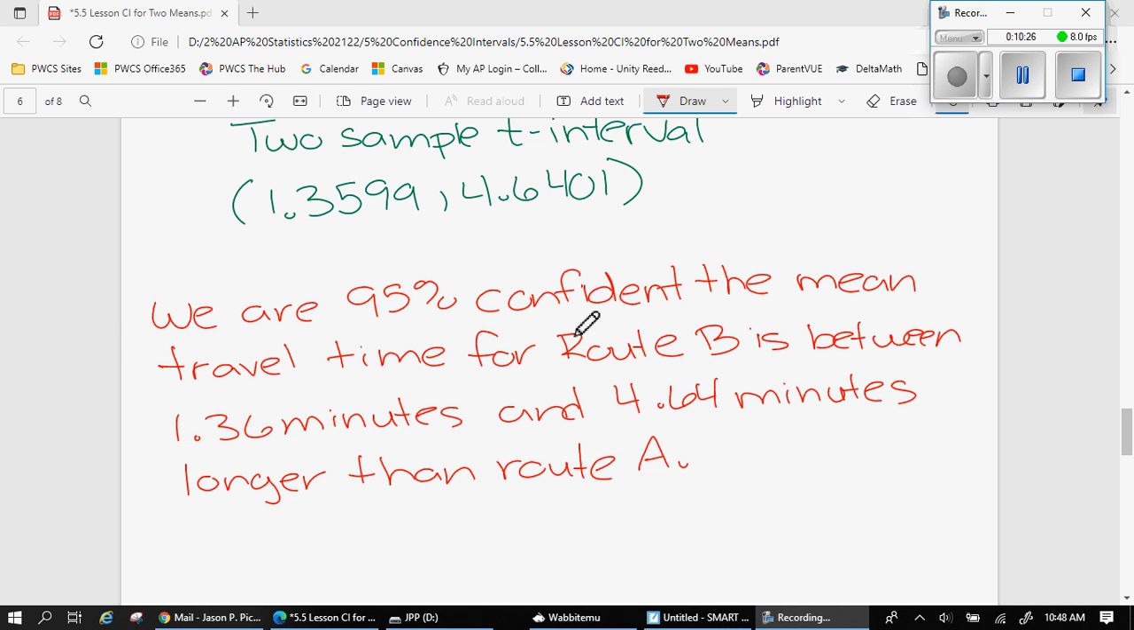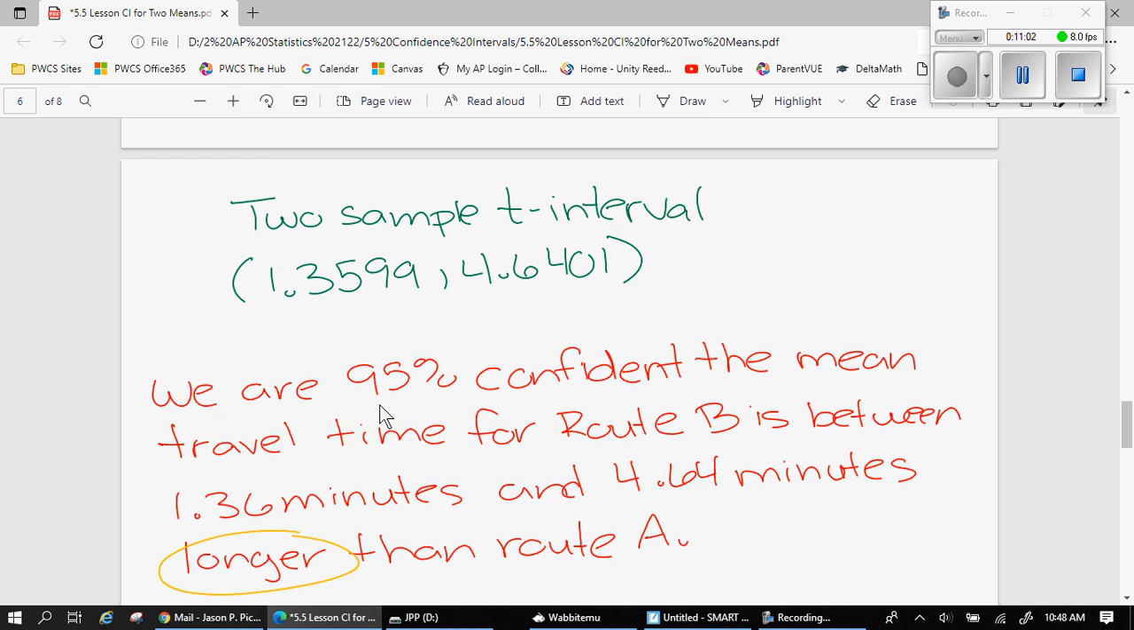So we hit the confidence level, we hit the context, we're talking about means, that's our parameter of interest. I used the units. Whenever we're talking about two groups, we want to make sure we compare them. So we want to use comparing words like longer, more than, less than, shorter. So make sure that you're comparing the two groups. So as always, we justify that we can do this. We make the calculations, and then we interpret. Those are the three major steps in talking about a confidence interval.